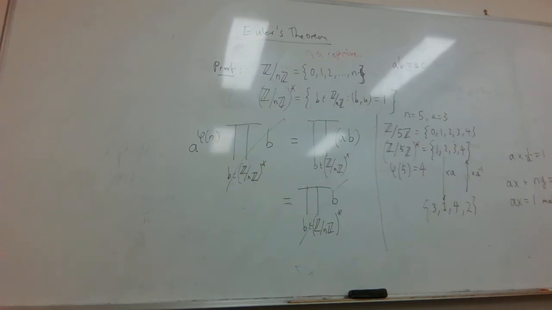So basically, this set are exactly all the things which can be inverted mod n. Okay, so that proves Euler's theorem.